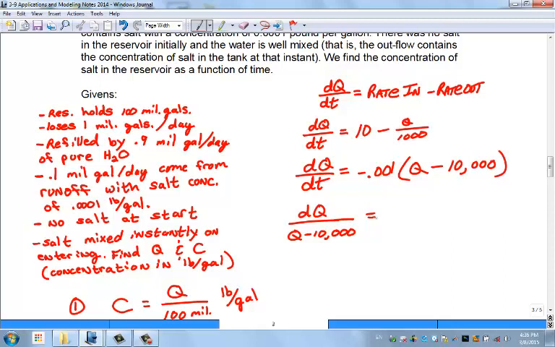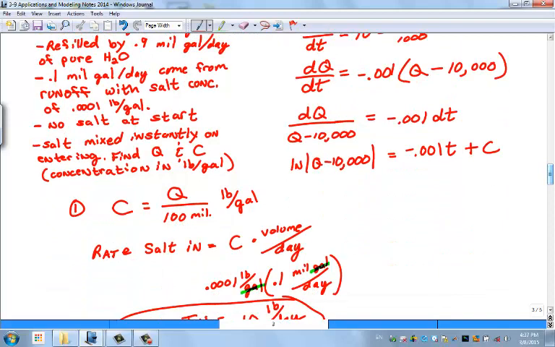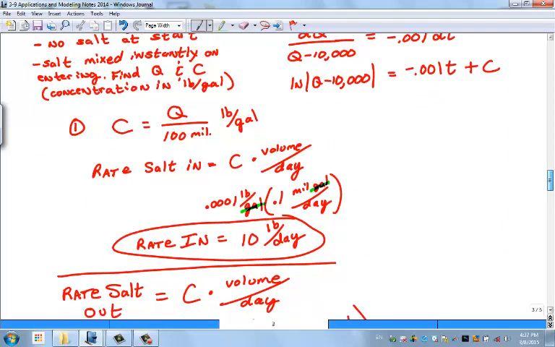So let me continue with the problem. This is equal to negative 0.001 times dt, and then natural log of q minus 10,000 is equal to negative 0.001 t plus c. And then if we raise e to the power of both sides, we get e to the natural log of this is equal to e to this.